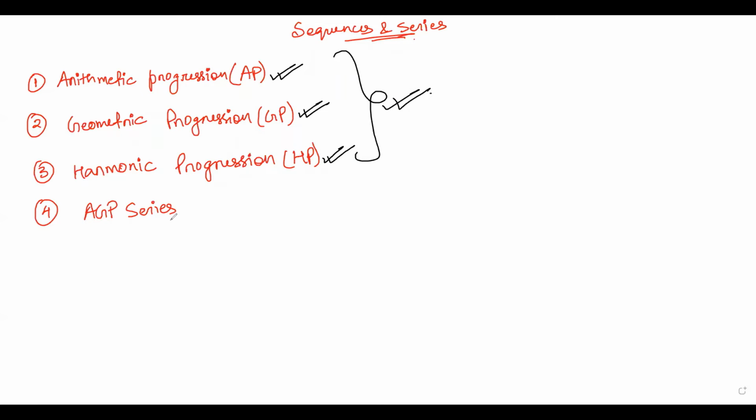Post that, we'd be seeing some series following some specific sequence. One of those is the AGP series, which is a combination of arithmetic and geometric progression series. We'd also be seeing some more series following some specific pattern and how we can find the sum of the terms of those series by following some specific approach. So let us begin with arithmetic progression.